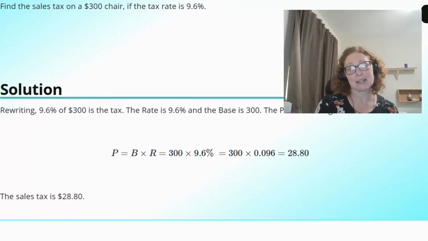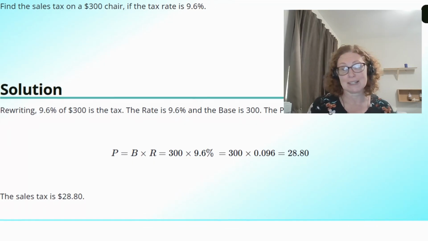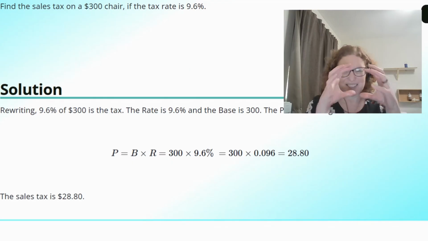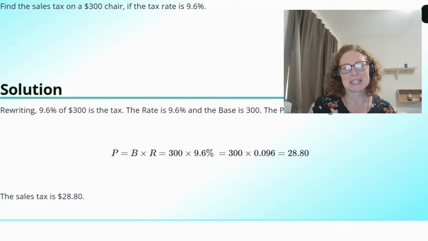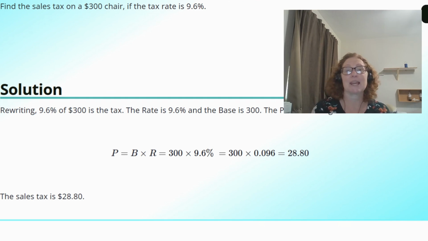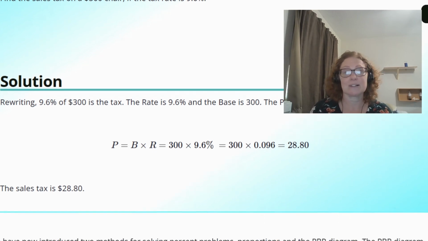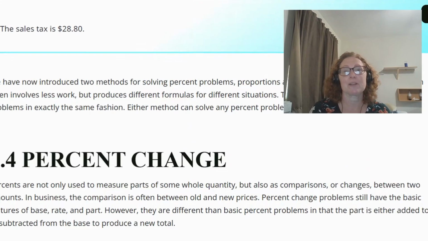So the base times the rate. The base is 300. And we want the 9.6%. So the part is $28.80, because the sales tax would be $28.80.